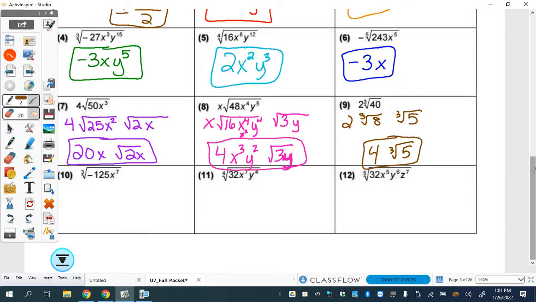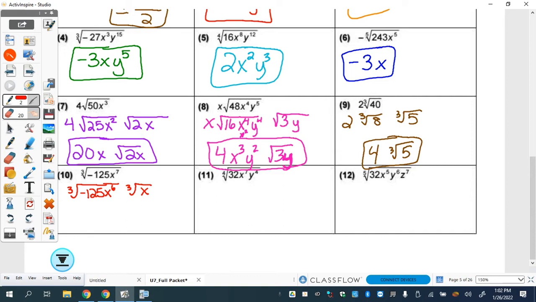All right, 10. Negative 125. Is that a perfect cube? Yes. Negative, or x to the 7th. Is that a perfect cube? No. The largest perfect cube I could get from x to the 7th, though, would be x to the 6th. And then in that one, I'm going to have just x. So it still equals 7. I'm just separating them.